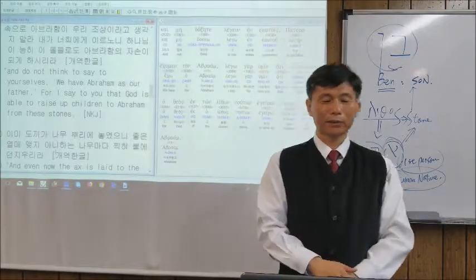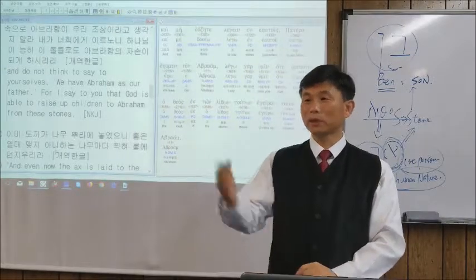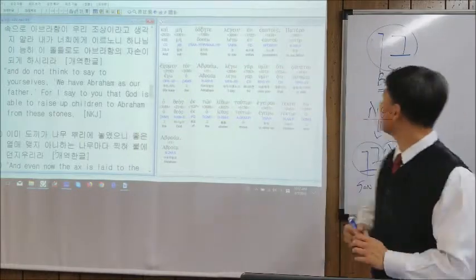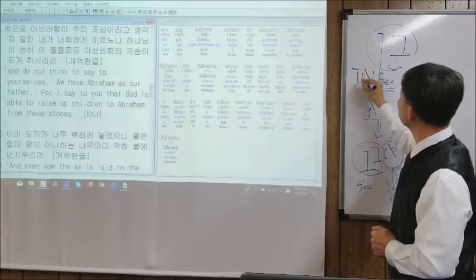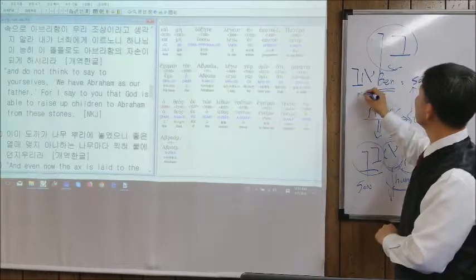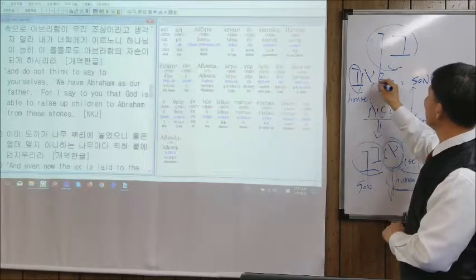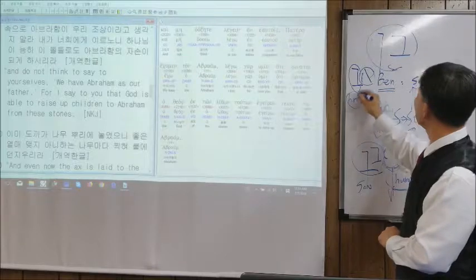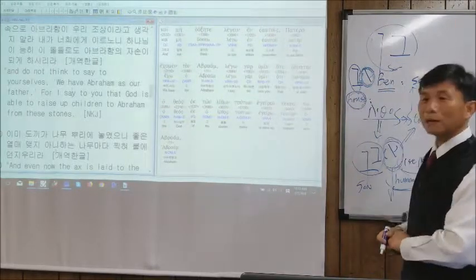Do not think to say to yourselves, we have Abraham as our father. So what they are talking about, father, is the physical father, isn't it? So what is the meaning of father? Once we learn the Hebrew, father is Abu. Abu means father in Hebrew. Bet is a house, like we learned. And then alep is the first person, human nature. So Abu is the one who, through God's nature, makes myself to become the house, God's house.